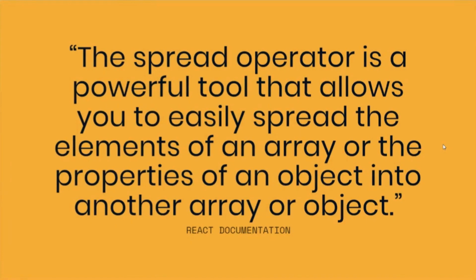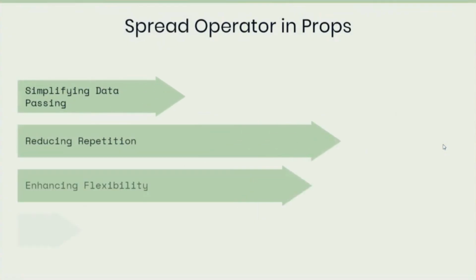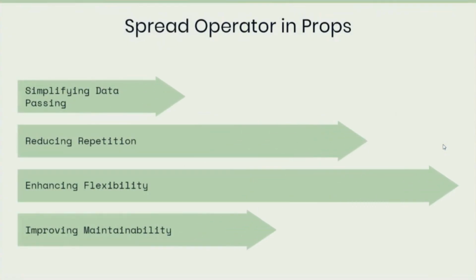One operator that is really powerful is the spread operator. ES6 Plus gave us the 3 dots. What the spread operator will allow us to do is spread out all of the properties of an object or all of the elements of an array into a component. The reason why we want to use the spread operator is it simplifies data passing. We reduce repetition because we don't have to define every single key value pair in an object.